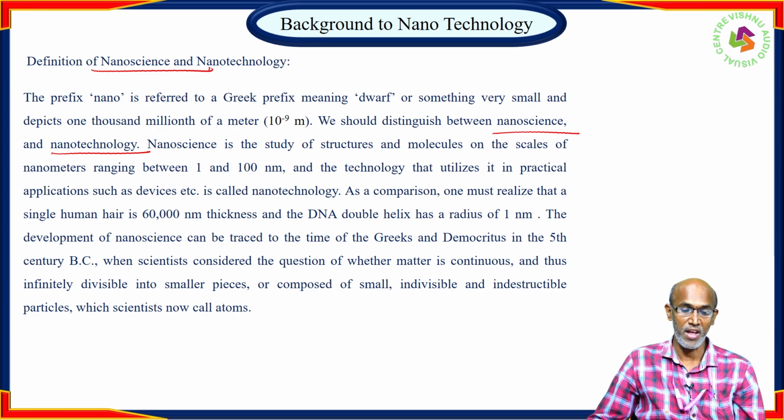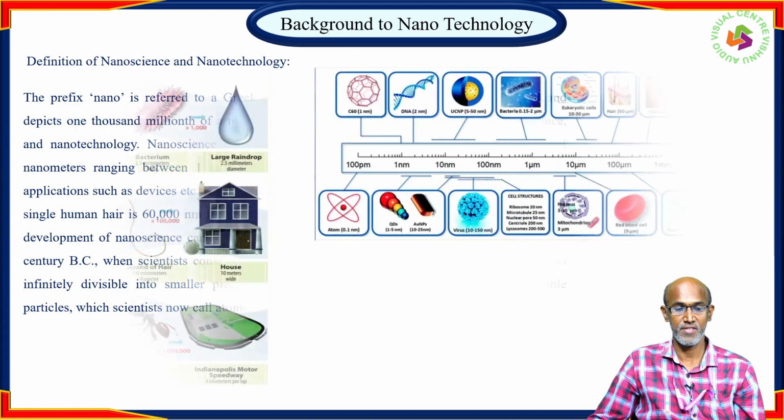The development of nanoscience can be traced to the time of the Greeks and Democritus in the 5th century BC, when scientists considered the question of whether matter is continuous and thus infinitely divisible into smaller pieces, or composed of small, indivisible, and indestructible particles, which scientists now call atoms.